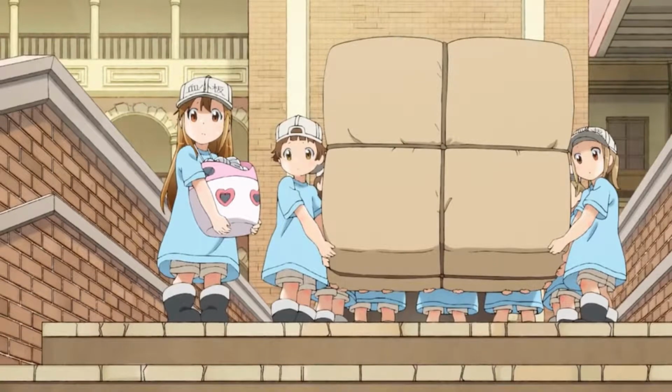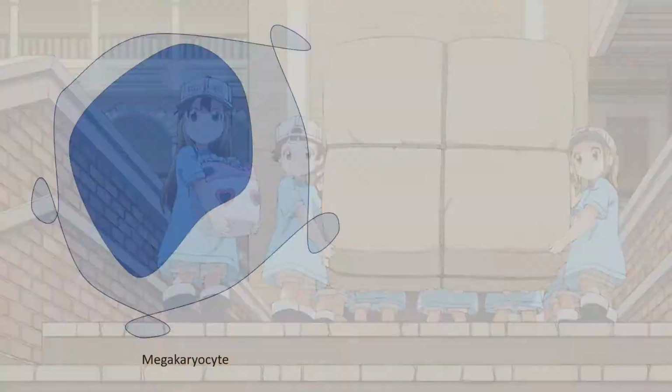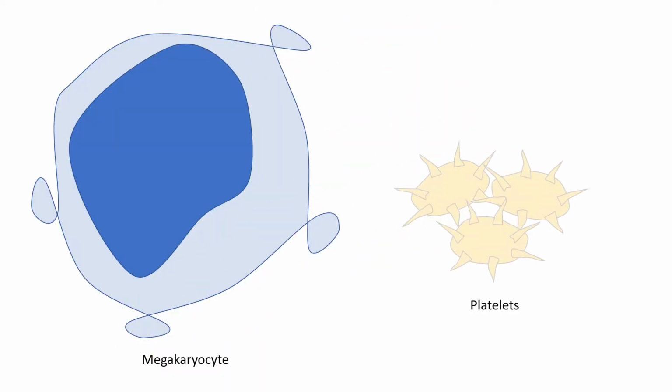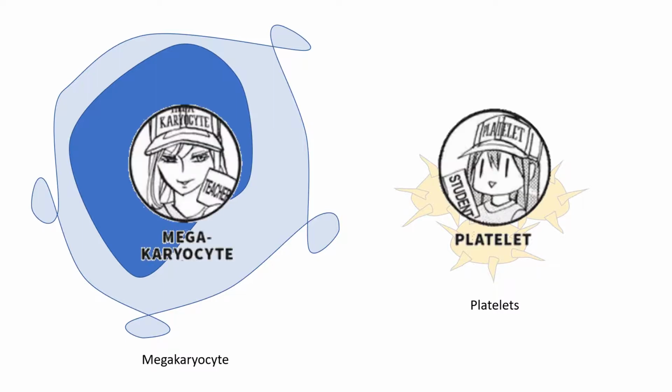In this episode, we are introduced to the platelets. Platelets are not actual cells, but rather cell fragments derived from megakaryocytes, which are found in the bone marrow and enter circulation. The megakaryocyte character does exist in Cells at Work, where she is the platelets' teacher, but she has only appeared in one page of the manga in an infographic. No involvement in the story so far.